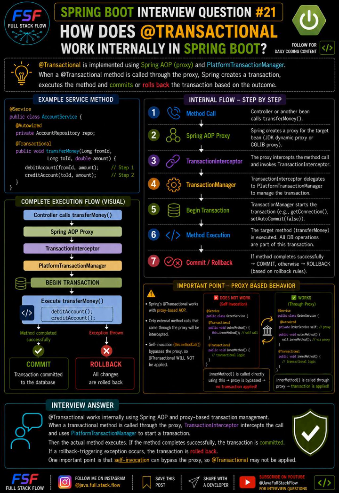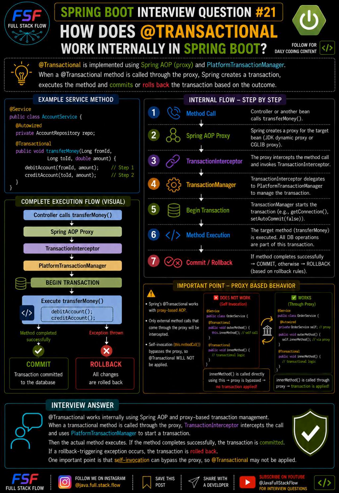So how can we make it go through the proxy? Instead of calling the method directly using this.innerMethod, we can call it through another Spring-managed bean or another proxied service. Example, private OrderService annotated with @Autowired and then call orderService.innerMethod. Now the call can go through the Spring proxy. So the TransactionInterceptor gets a chance to apply the transaction behavior.